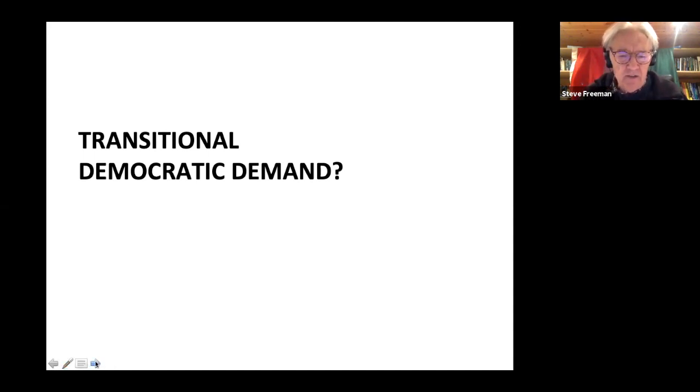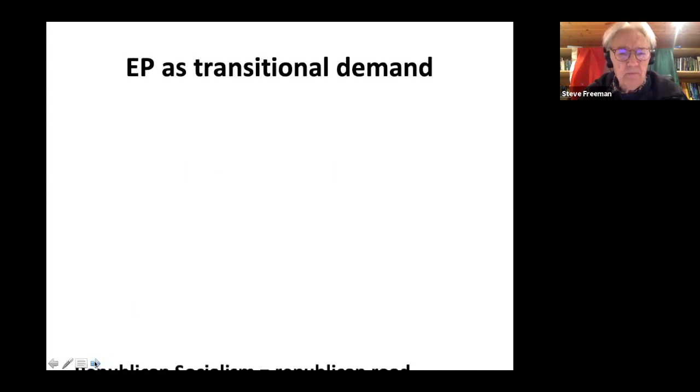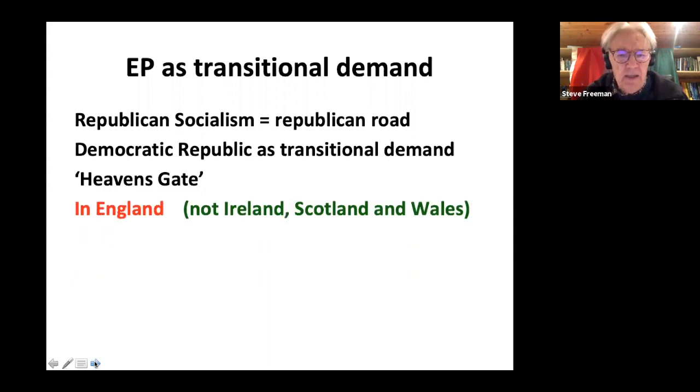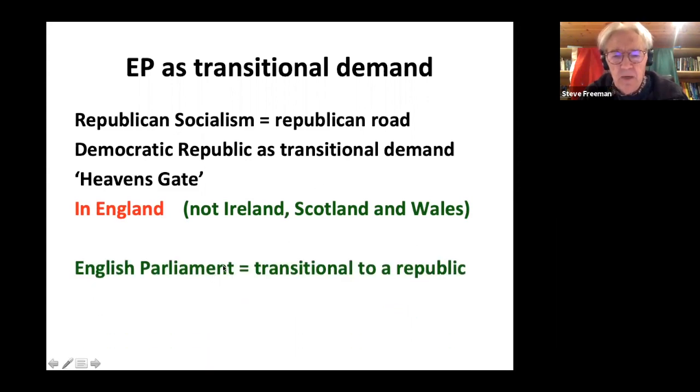argued so far that Republican socialism, the Republican road, puts forward the idea that a democratic republic is a transitional demand. It's opening the gate towards socialism, towards a social republic. That's the sort of thrust of what we've been discussing before. And we've used the term transitional demand for republicanism. However, I think in England, although not in Ireland, Scotland, and Wales, I believe that an English parliament is transitional towards a republic.